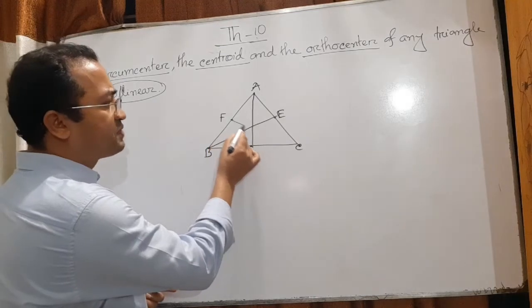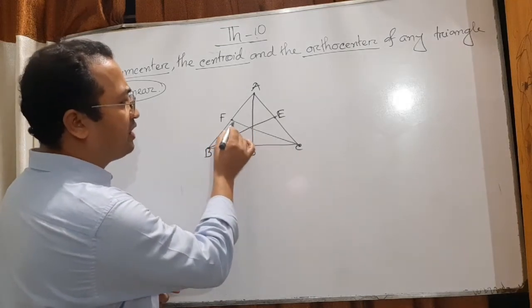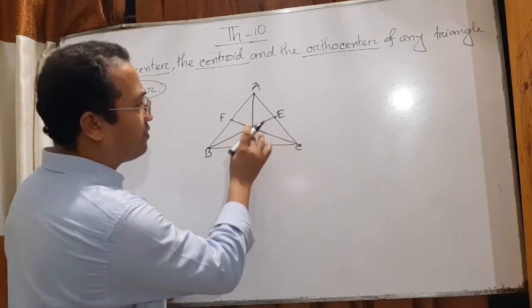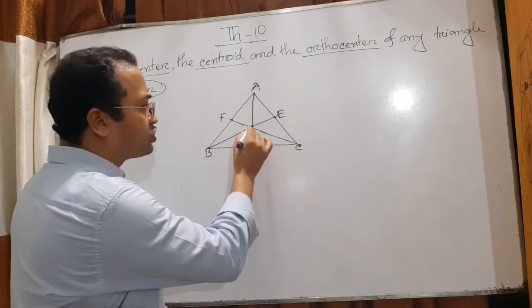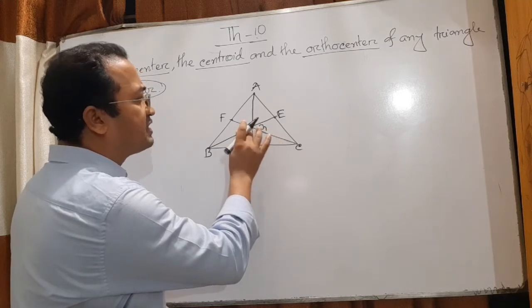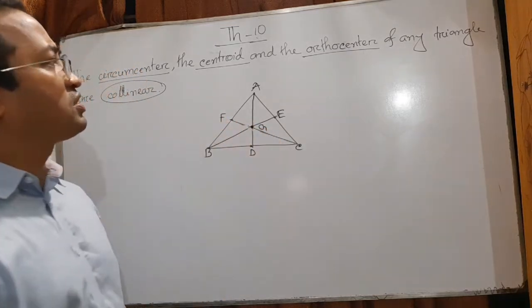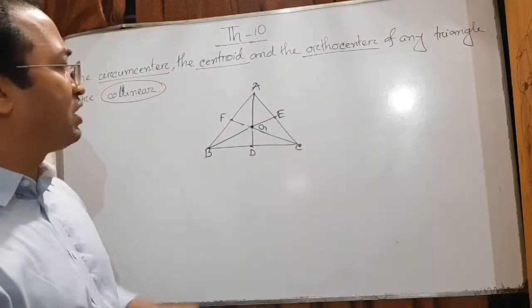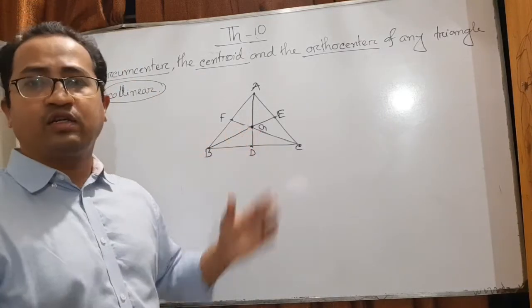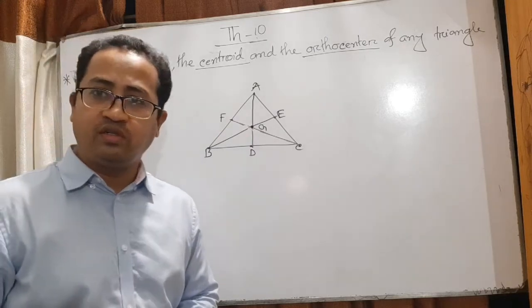So FC will be the another median. These three medians join in a point, say this is G. So this is called centroid. What is it? Centroid. Have you understood what is centroid? G is the centroid over there.